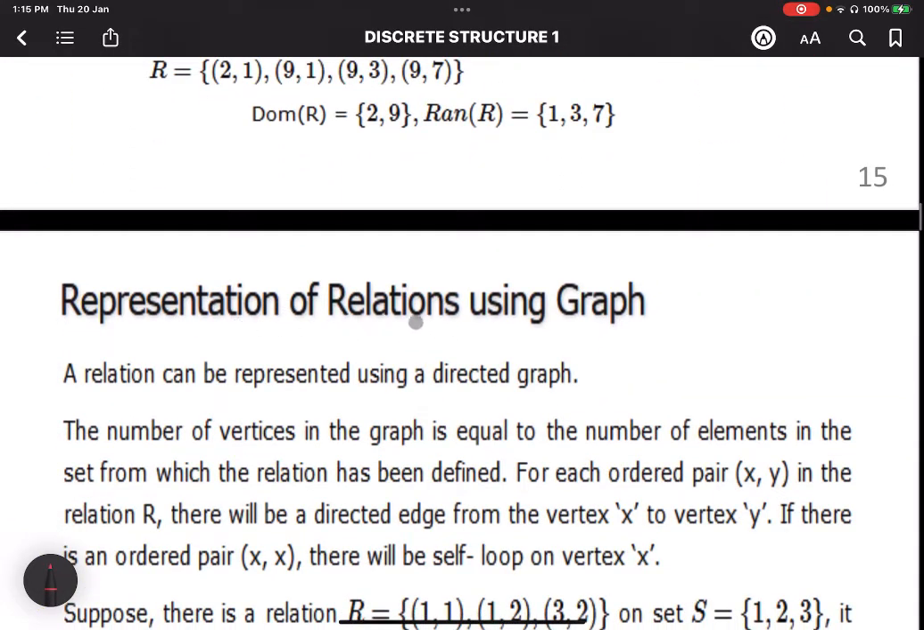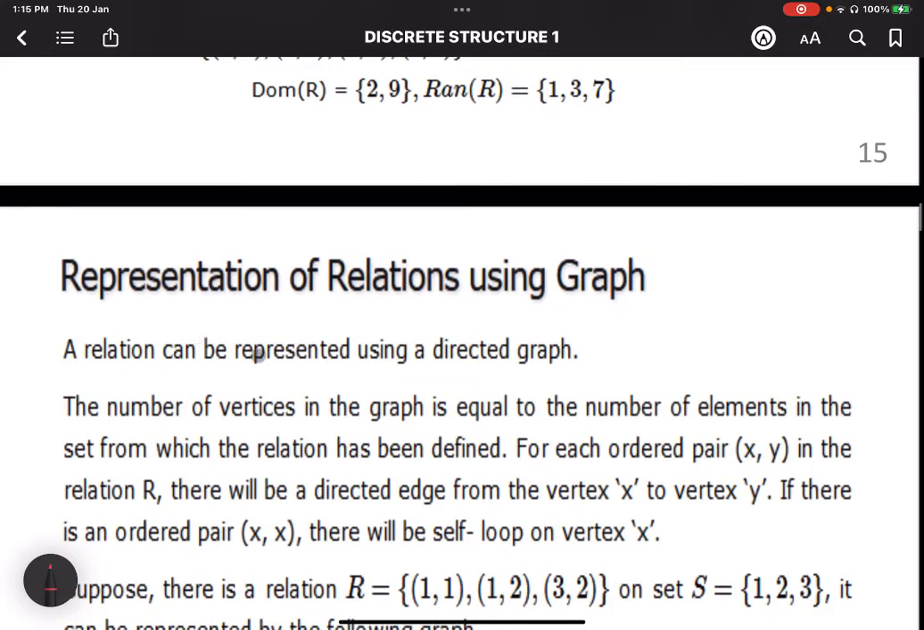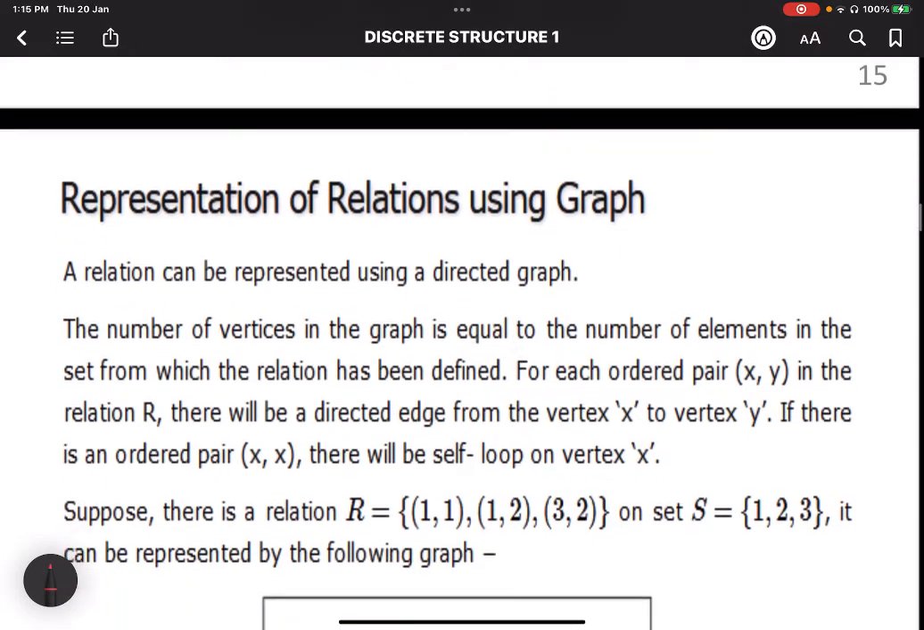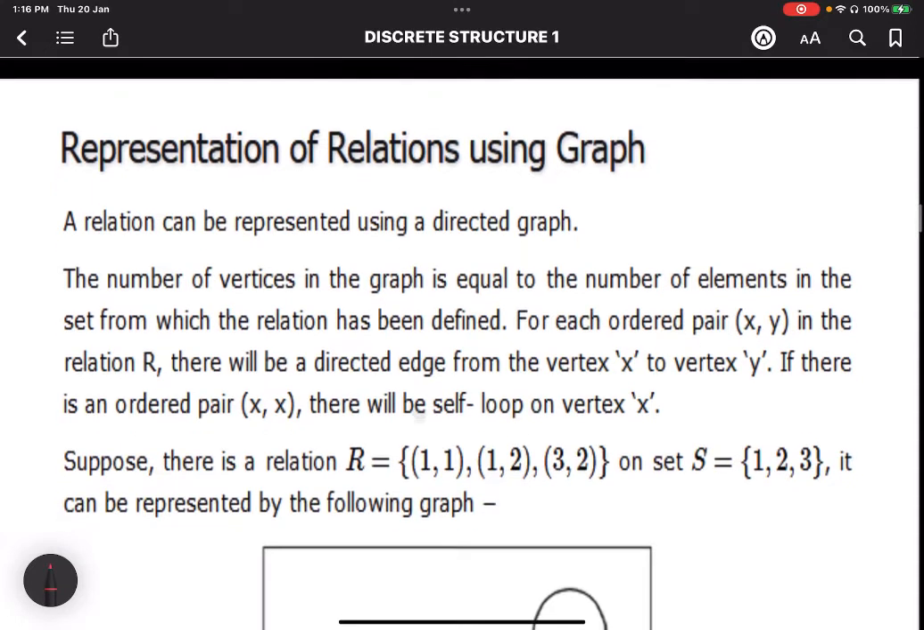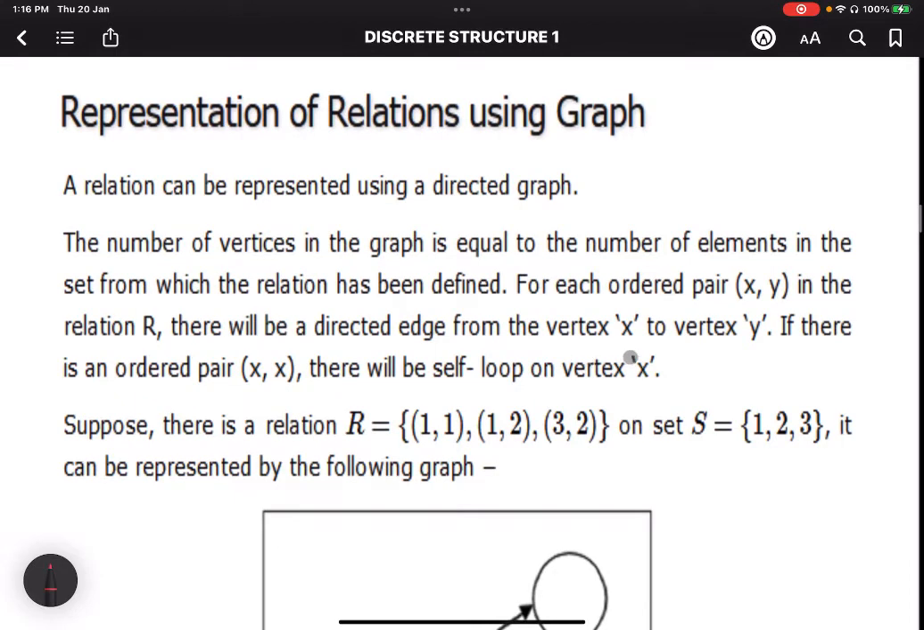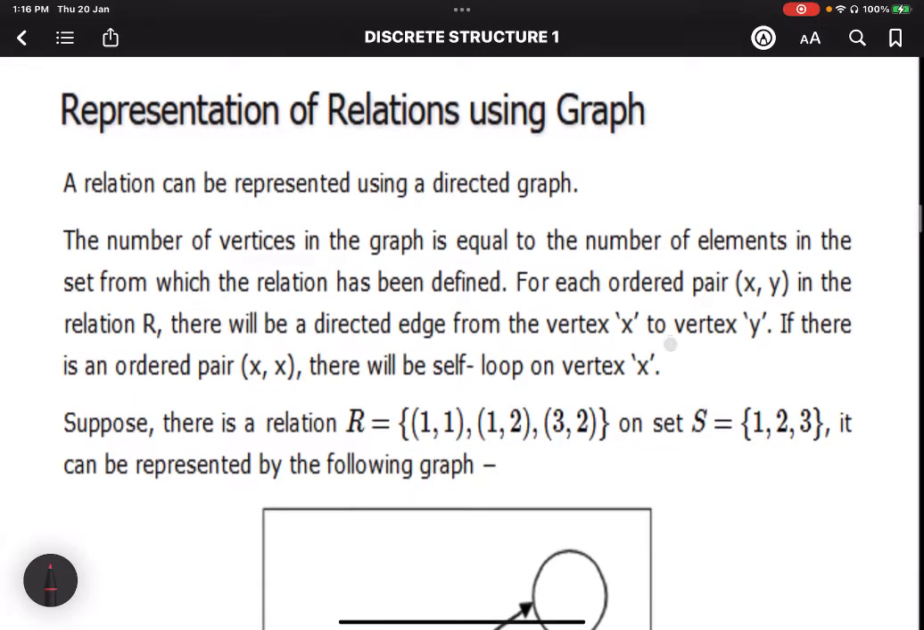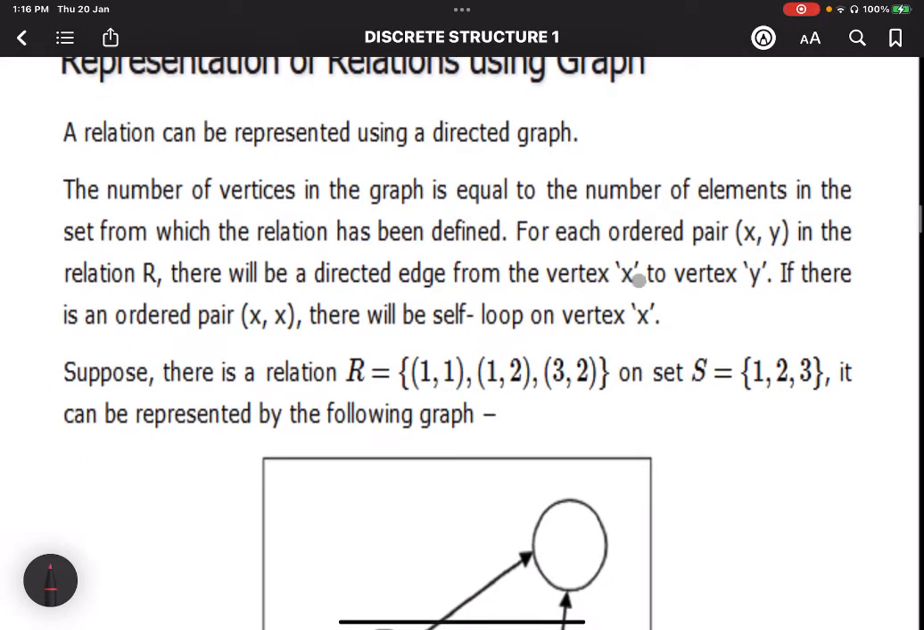So representation of relations using graph. A relation can be represented using a directed graph. The number of vertices in the graph is equal to the number of elements in the set from which the relation has been defined. For each ordered pair x and y in the relation R, there will be a directed edge from the vertex. So alamin natin yung mga term na yan, kung ano ibig sabihin based sa ating graph sa baba. So we have vertex x to vertex y. If there is an ordered pair x and x, there will be self-loop on vertex x.